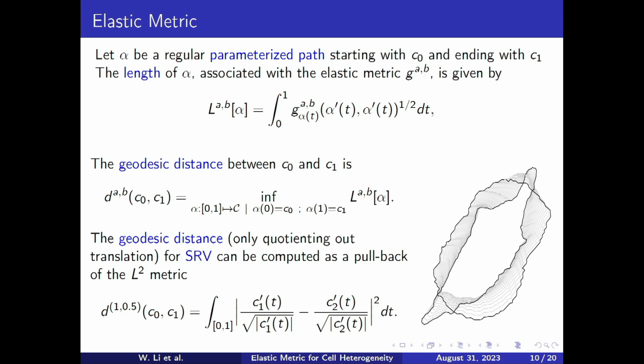While the procedure to find such a mapping for a general elastic metric is numerically unstable, it is simple for the SRV metric. So we can write the geodesic distance for the SRV metric in the following form, as a pullback of the L2 metric onto a transformation of the two curves.